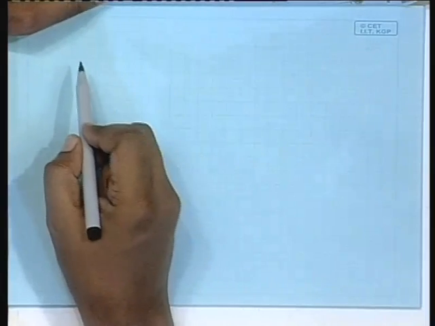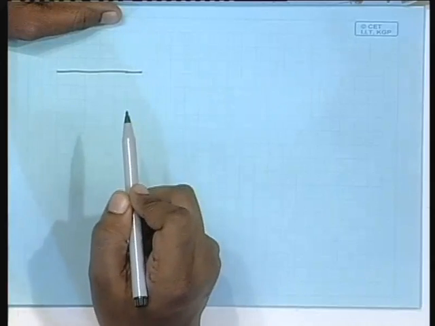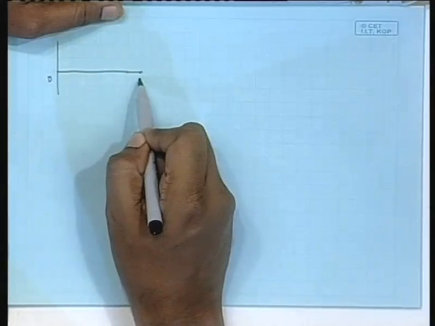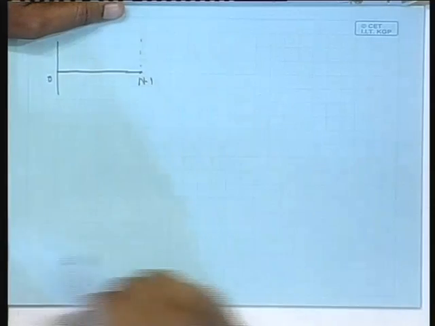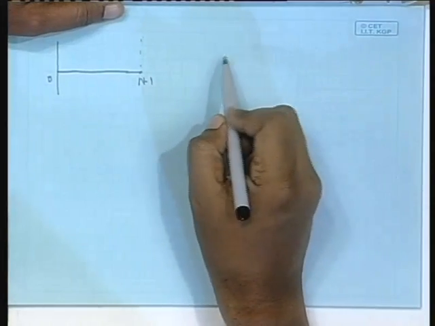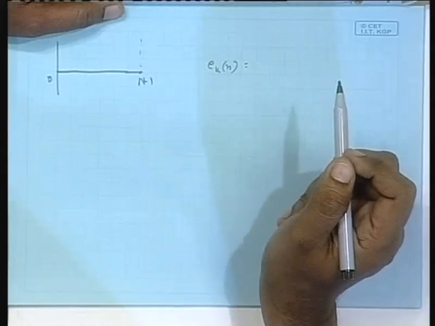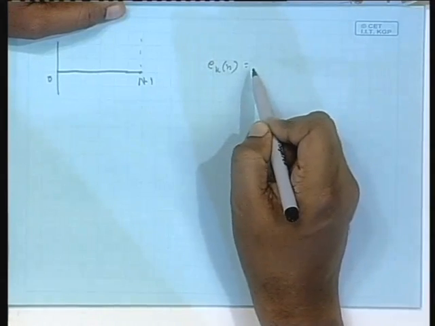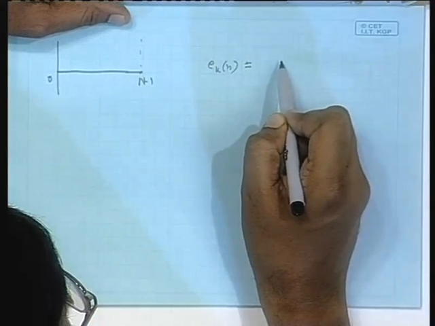Consider now a general case, since I have done this topic in a different way, and at that time I promised that I would come to this and treat it properly. Suppose I consider the more general case of sequences from 0 to n minus 1, of length n, which are in general complex valued, could be real valued also. I define a set of sequences e k n as this.